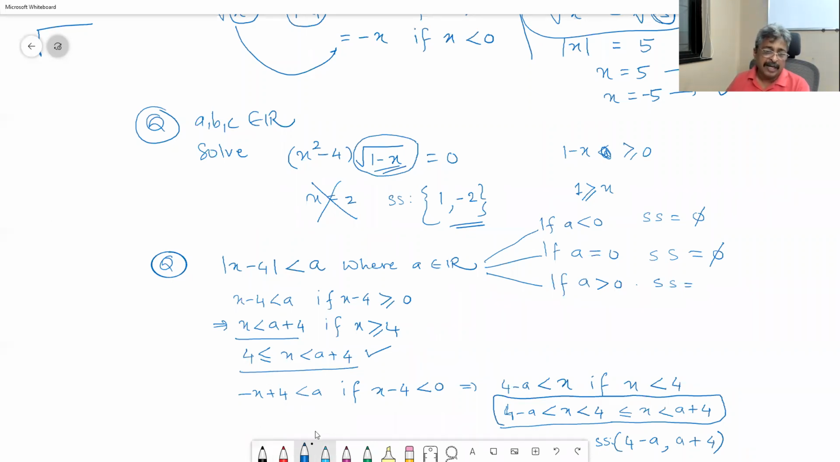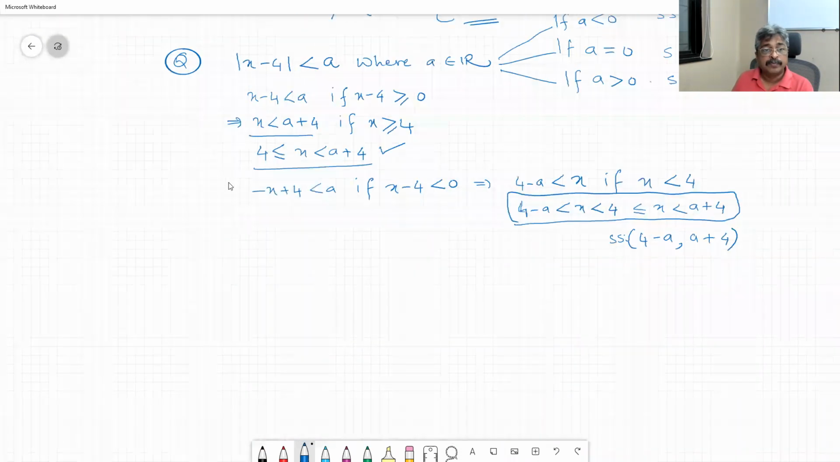If we use the second line of the definition, opposite of x minus 4 should be less than a if x minus 4 is less than 0. If we use this, we get this inequality: 4 minus a is less than x is less than 4. If we combine these two, then the final solution set is 4 minus a comma a plus 4, open interval. That is the solution set. Next problem.